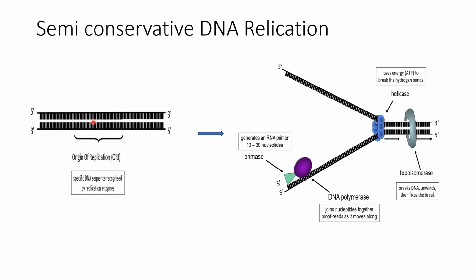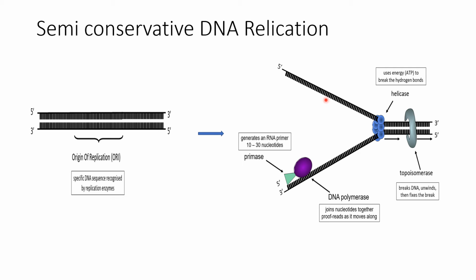At the origin of replication in the DNA double strand, helicase starts to unwind the DNA double strand by breaking the hydrogen bonds between the two strands. After breaking the hydrogen bonds, it makes a Y-shaped structure. This DNA helicase uses ATP energy to break these hydrogen bonds. It forms two strands, one leading and one lagging strand.